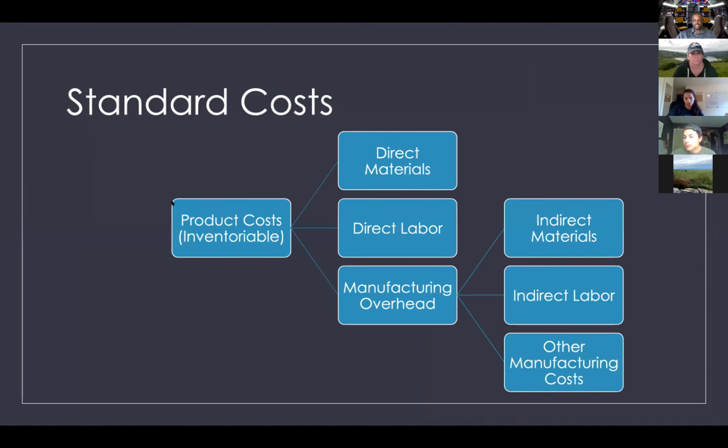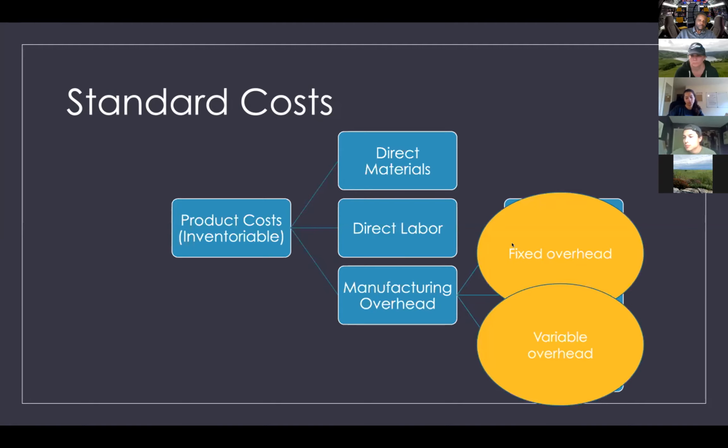We talked about product costs, consisting of direct materials, direct labor, and manufacturing overhead. Manufacturing overhead is made up of three things: indirect materials, indirect labor, and other manufacturing costs. In chapter 6 or 7, we learned how to take mixed costs and separate them between fixed cost and variable cost. So we're going to look at our overhead in terms of fixed overhead and variable overhead.